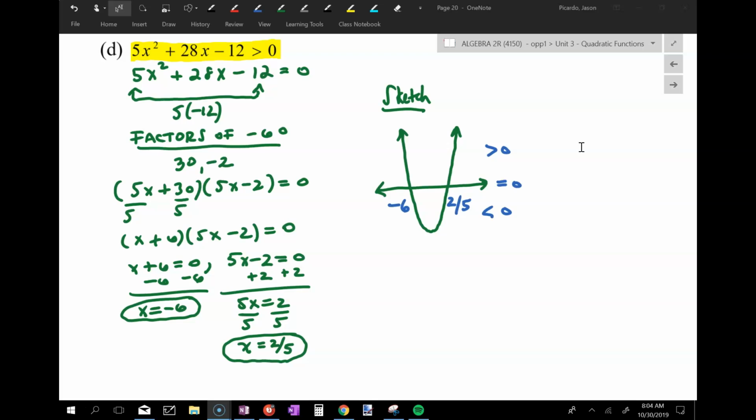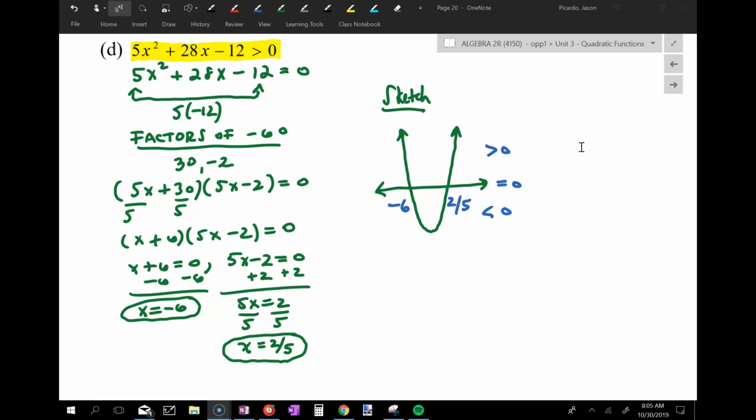Five and -12 is -60. The factors of -60 that add to be 28 are 30 and 2. I got 5x and 30. I got 5x minus 2. Ultimately gives me roots of -6 and 2/5. Okay. Again, what did I say like a couple weeks ago? I said factoring is like one of those things that you got to be able to do, because we're going to need it to continue to do the things that we're going to continue to do, right?